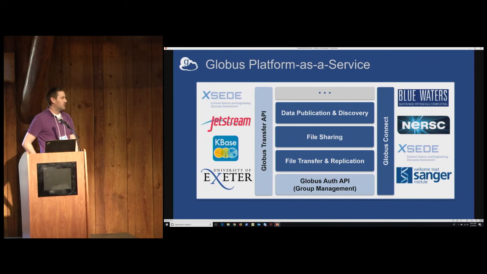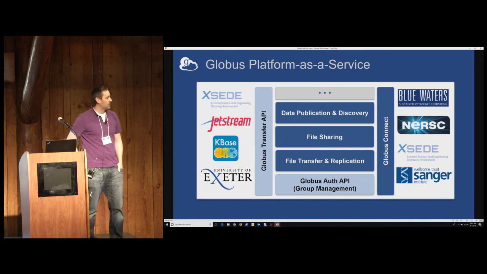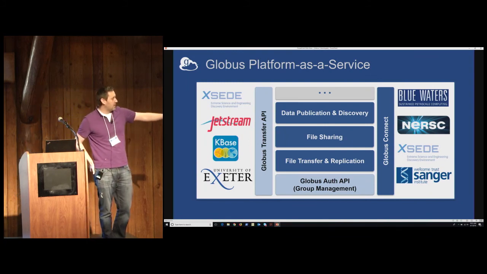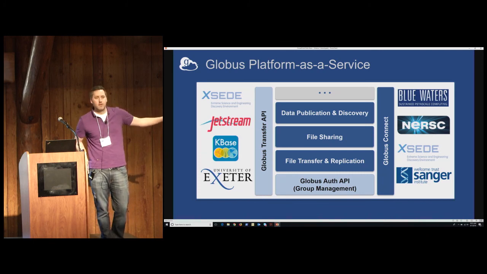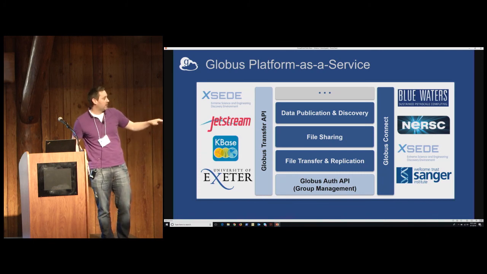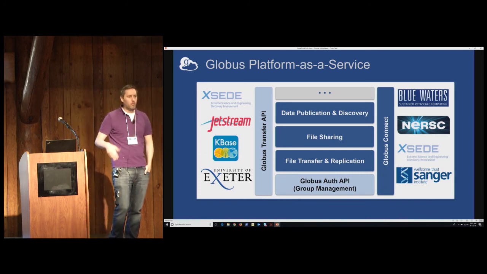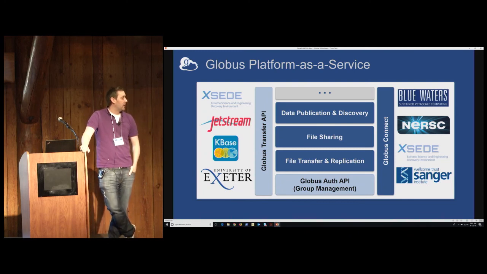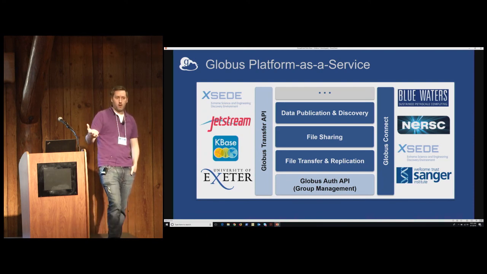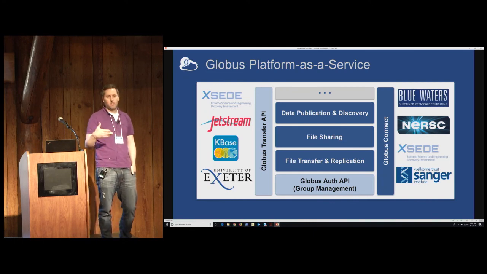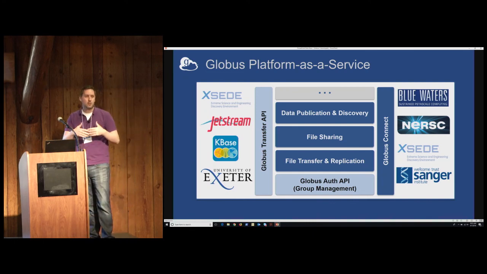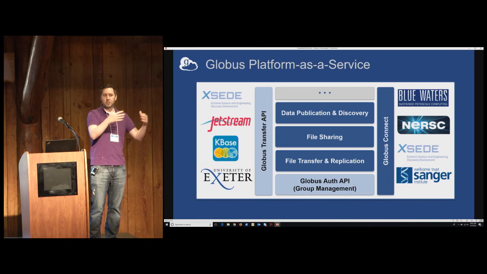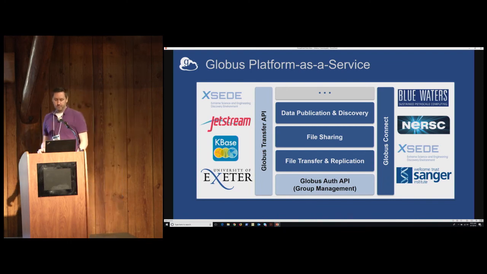In terms of what services we provide, this is a little picture here showing the APIs, the transfer API on the left, the Globus auth API underlying everything, some general capabilities in the middle around file transfer, synchronization, replication, file sharing, data publication and discovery. And we have this Globus Connect software that is deployed on places like Blue Waters, on laptops, on clouds and supercomputers that allows you to basically connect your storage systems to the Globus ecosystem.